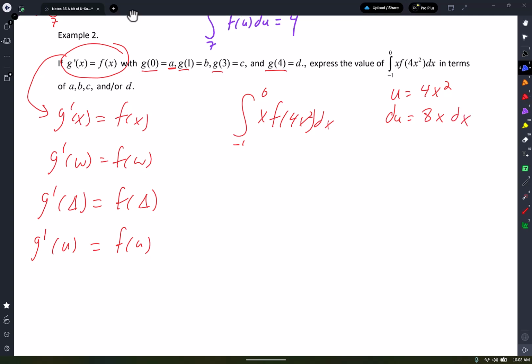So I see this and I'm saying, okay, well, I'm going to put an 8 right here. And I put a 1/8 on the outside to balance. Does that make sense to you guys? Yes. Okay. So now I'm ready to rewrite this. 1/8 integrand. I'm going to put my limits last. That's a 0 on the top, right? Yeah. So let's see. 8x dx is du. Put that last. f of u du.